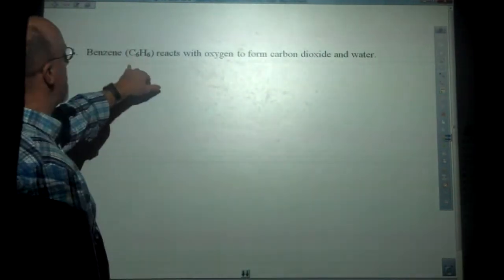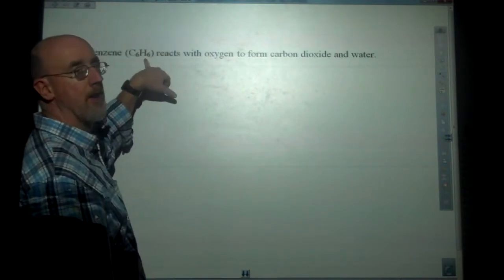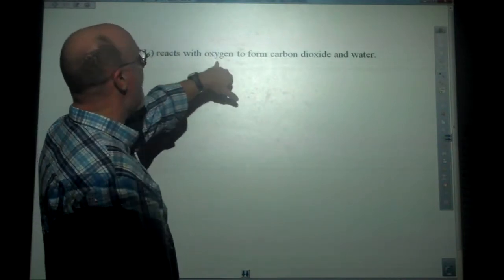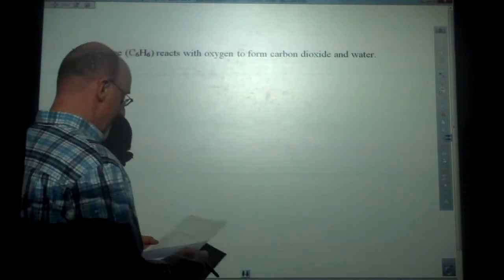Let's take a look at the first one. So benzene, which is a carcinogen, can cause cancer. It's in cigarettes and other things. It reacts with oxygen to form carbon dioxide and water. So the first thing you need to do is write the reaction.